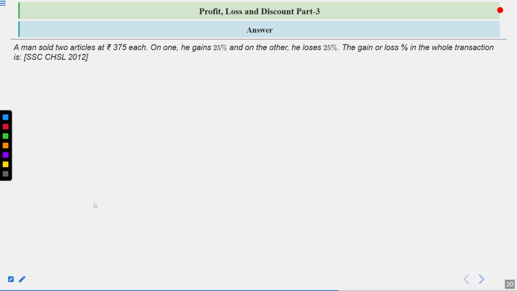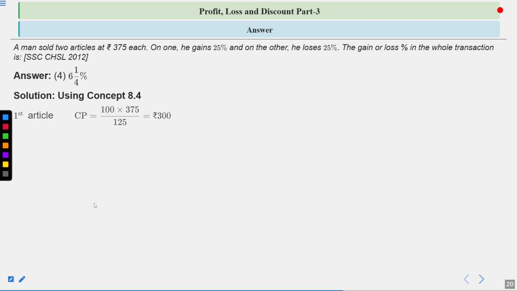So by the formula we can calculate it. So the correct answer of this question is 6 and 1 by 4%. Now we see it will be loss or gain. So see the detailed solution using concept 8.4 in this question.